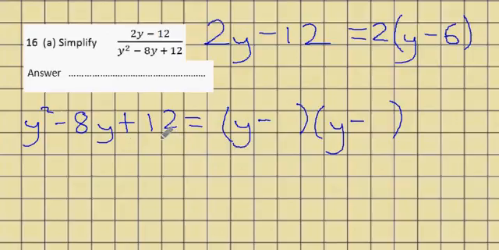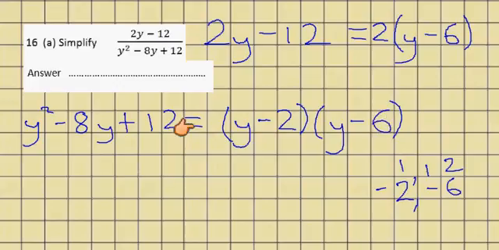Now I need two numbers that when you add them you get -8, and when you multiply them you get 12. Let's write down the factors of 12. 1 and 12. Do they combine to make 8? No. Okay, let's try the next one. 2 and 6, because 2 times 6 is equal to 12. Can they be combined to make 8? They can. -2 and -6. When you multiply them they give you +12. When you add them you get -8. It doesn't matter what bracket you put them in. -2 and -6.